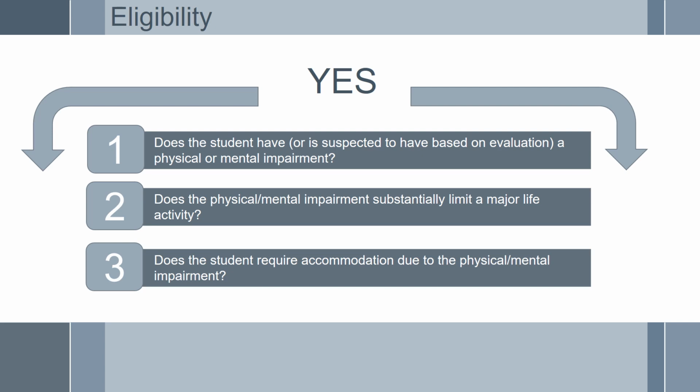Once the 504 team has had an opportunity to fully review the information and complete the evaluation report, the team then moves on to determine whether the student is eligible for a 504 plan. It's important for the team to carefully consider all three criteria and base the determination on the information available.